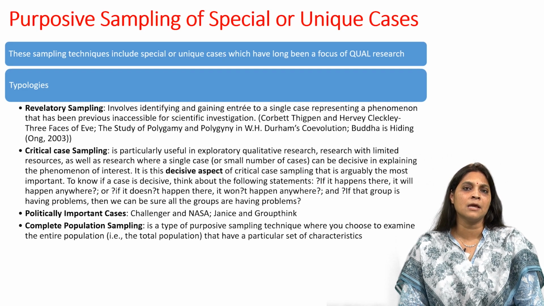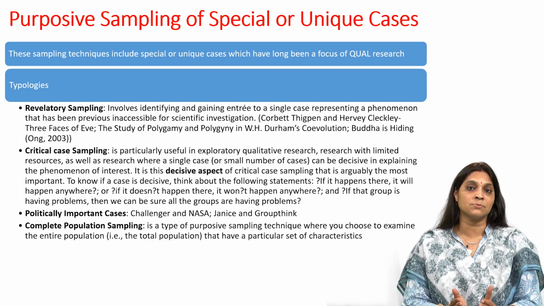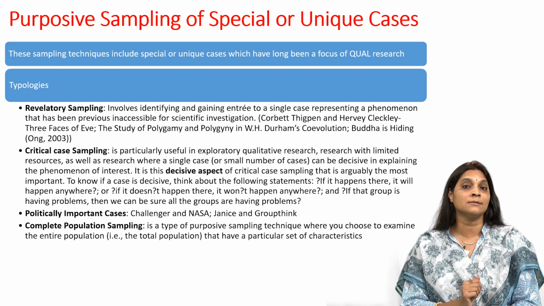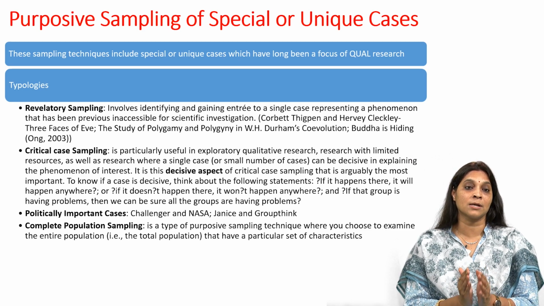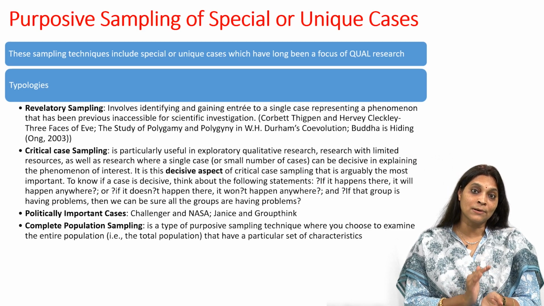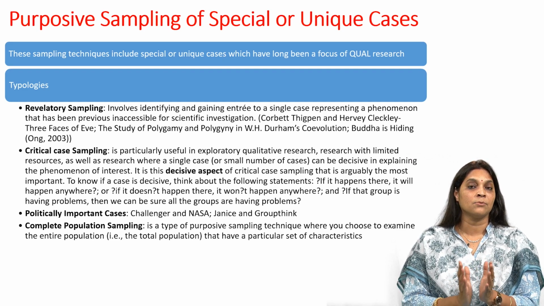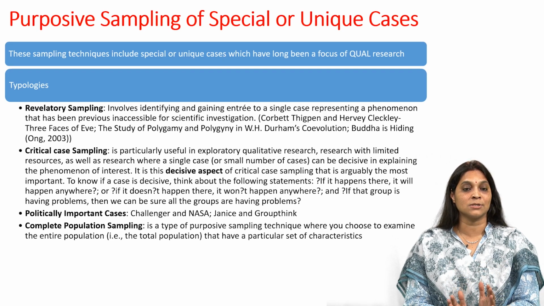If that group is having problems, then can we be sure that all groups are having problems? For example, let us say you are interested to know what would be the impact of video games on the attention span in teenagers. You have limited resources and limited time at your disposal. So, what would you do? You would look at a case which can be representative of other cases, because you are able to get answers to the questions that I have just posed, and conduct your research on that one case only. So, then that would become a critical case for you, which later on can be taken for a bigger study when you can draw a mixed method research design.